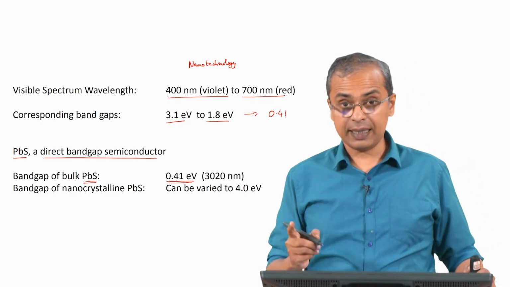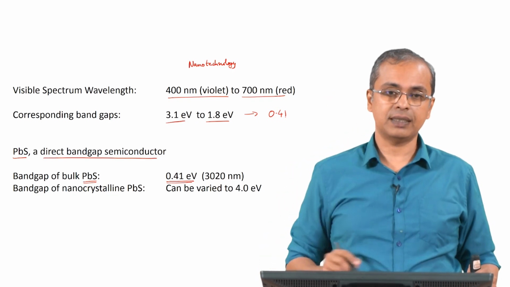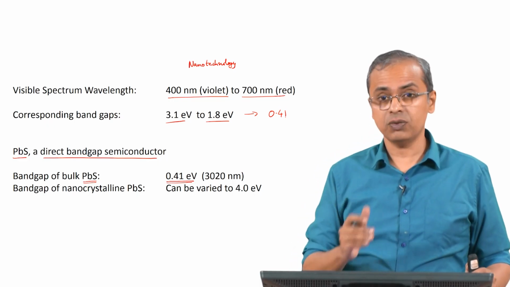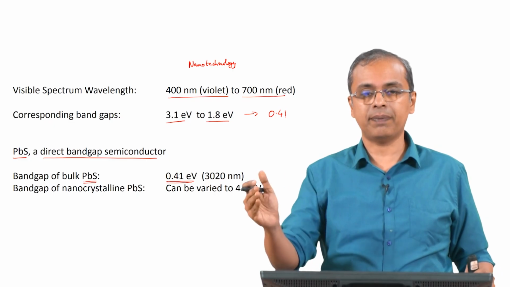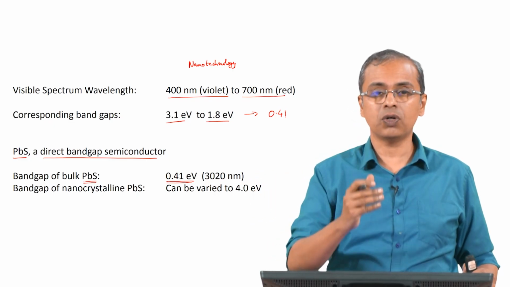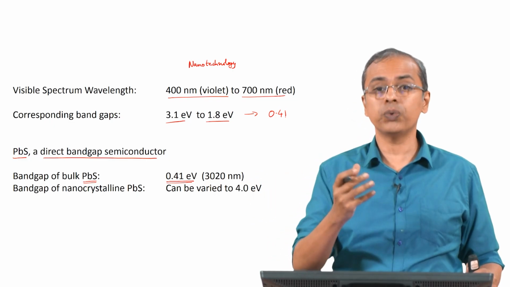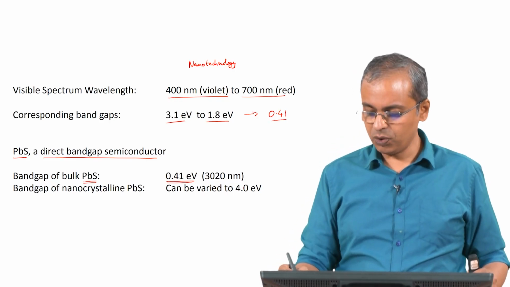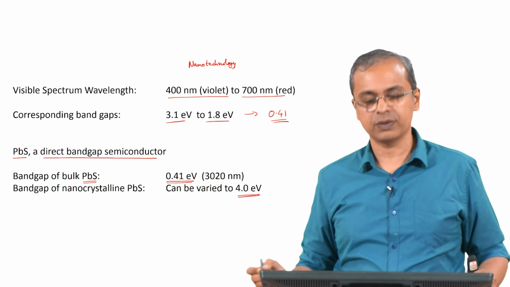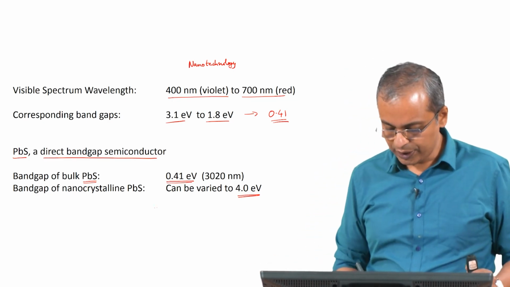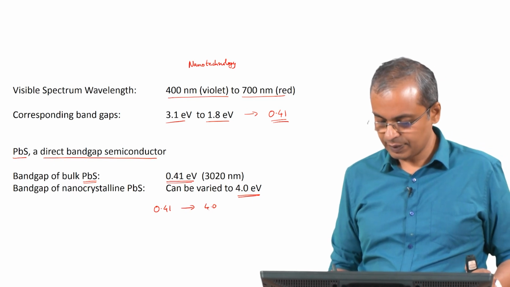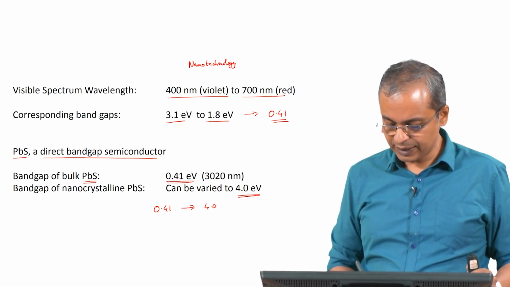Okay, but if you start going to the nanocrystalline size, the same lead sulfide, you start creating a nanocrystalline version of it, it turns out that you can start changing this band gap. You can keep changing it. This is called band gap engineering or tuning the band gap. So you can change the band gap from 0.41 electron volts all the way up to 4 electron volts, and your visible spectrum is bang in the middle, 1.8 to 3.1.